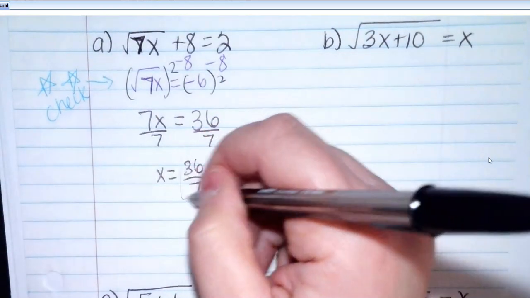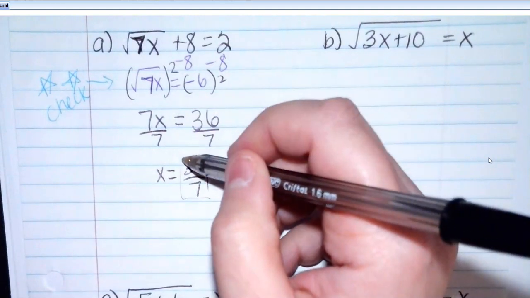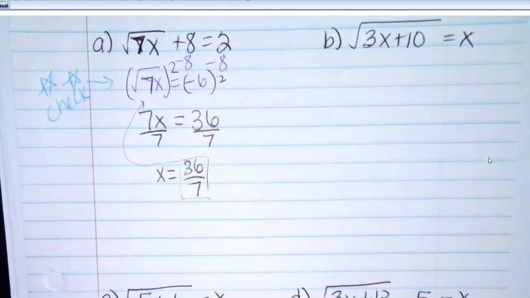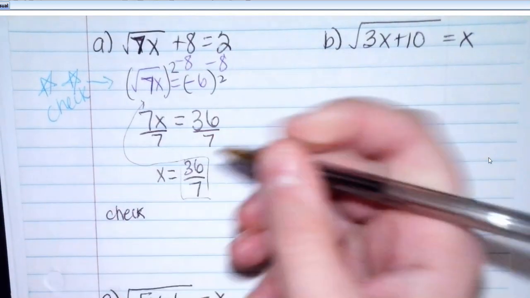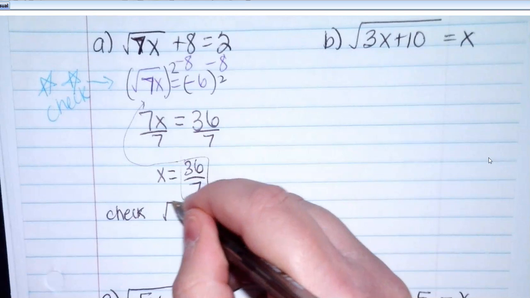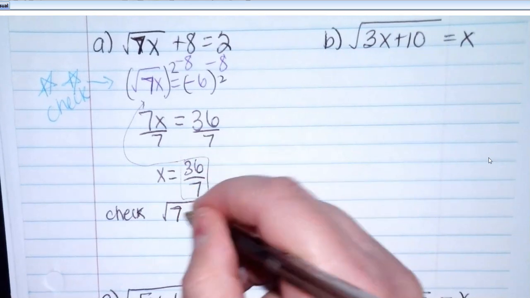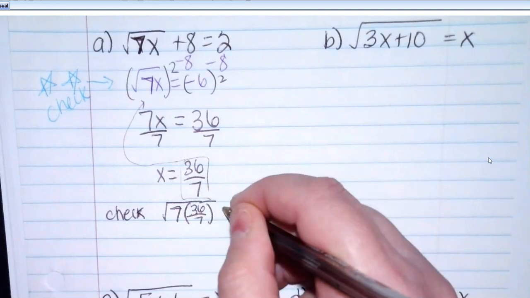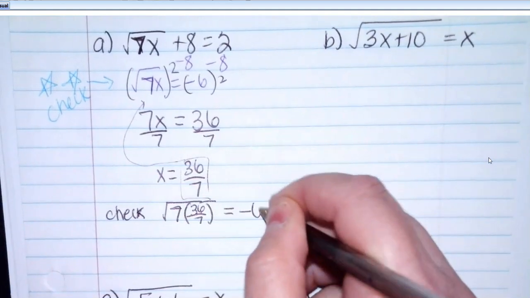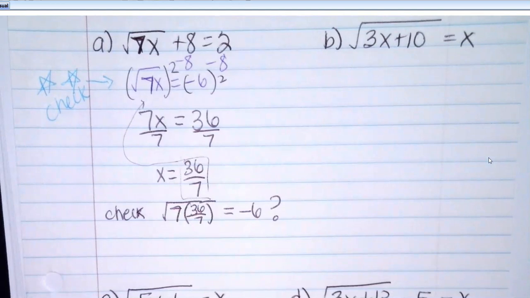Now, if you guys plug this back in to check, again, I would recommend, you can plug it into the original problem. I would plug it in right where you had your radical isolated. That's the easiest place. So if I plug that in, I have 7, and in place of the x, I do 36 over 7. And that's supposed to be equal to -6. That's what I'm trying to check out there.